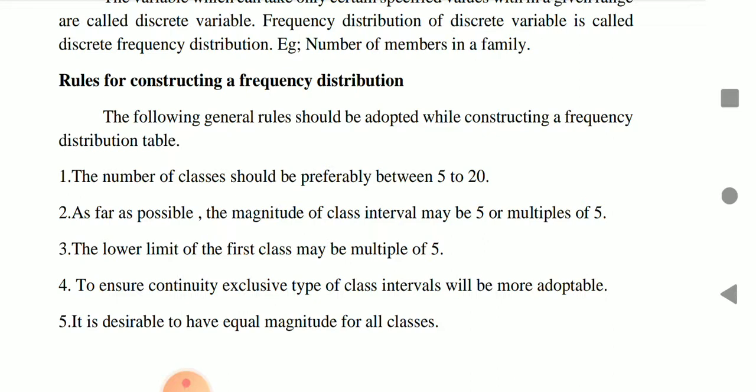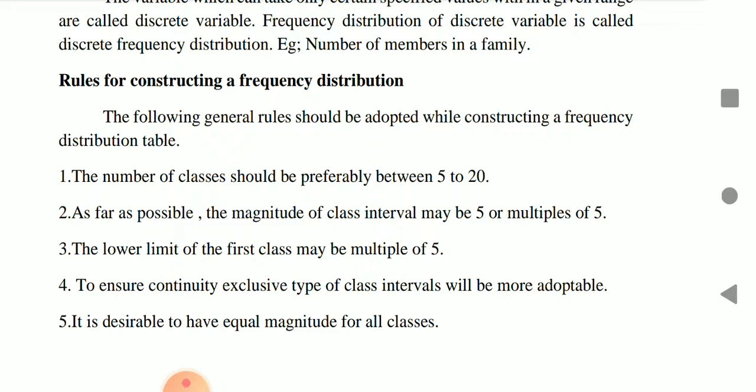എന്താണ് exclusive classes? Okay, 0 to 10, then 10 to 20, 20 to 30, 30 to 40. Then such a type of class is known as the exclusive type of classes. Why is it known as exclusive type? The upper limit is excluded from the class. ഓരോ ക്ലാസ്സിൻ്റെ അപ്പർ ലിമിറ്റ് ആ ക്ലാസ്സിൽ നിന്ന് എക്സ്ക്ലൂഡ് ചെയ്തിട്ടുണ്ട്. 0 to 10 എന്ന് പറഞ്ഞാൽ 10 ആ ക്ലാസ്സിൽ ഉൾപ്പെടില്ല, 10 നെക്സ്റ്റ് ക്ലാസ്സിലാണ് വരുന്നത്. And it is preferable to have equal magnitude for all classes.